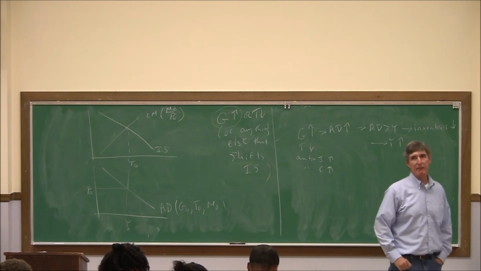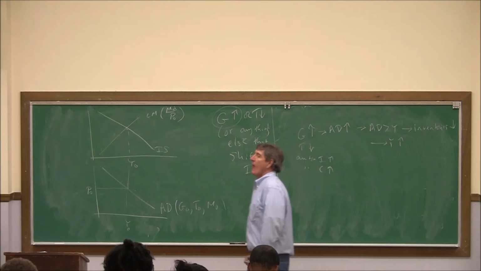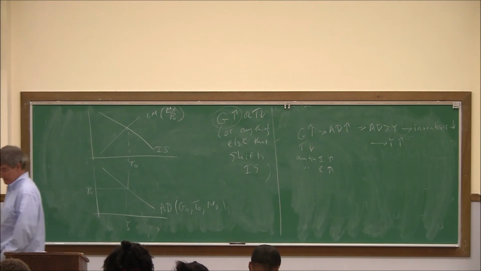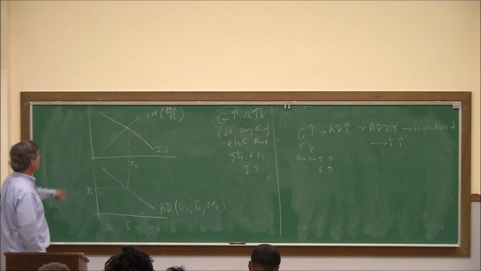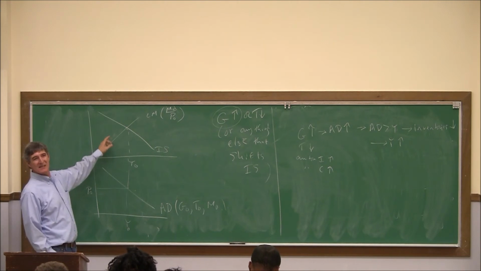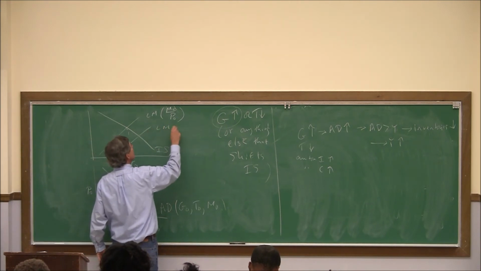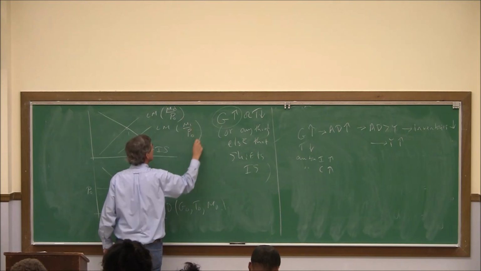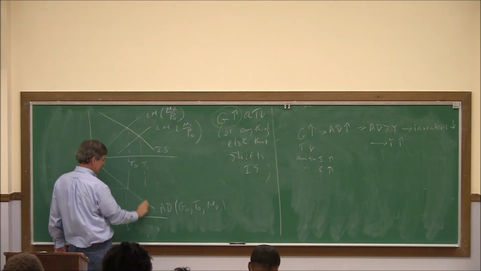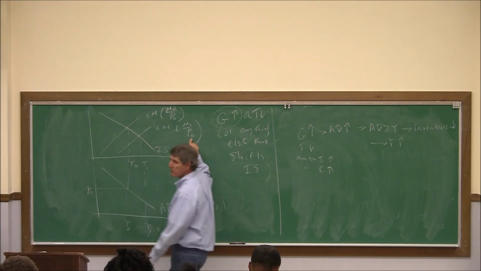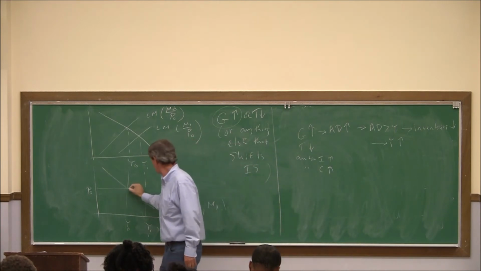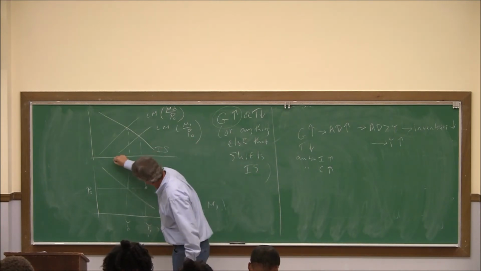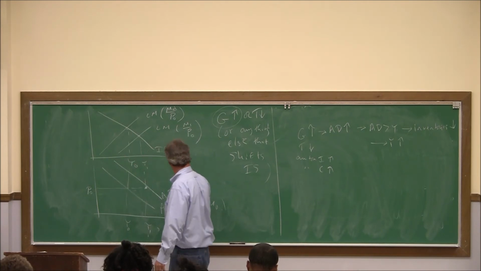So now we're doing shifts in the aggregate demand curve. If M goes up, what happens up here? It shifts out to LM, M1 over P0, so output goes up. And we notice that the price is unchanged. Therefore, we must be on that point. So the aggregate demand curve shifted out.